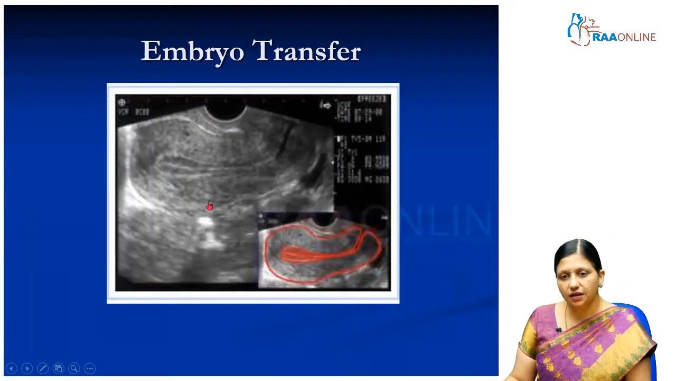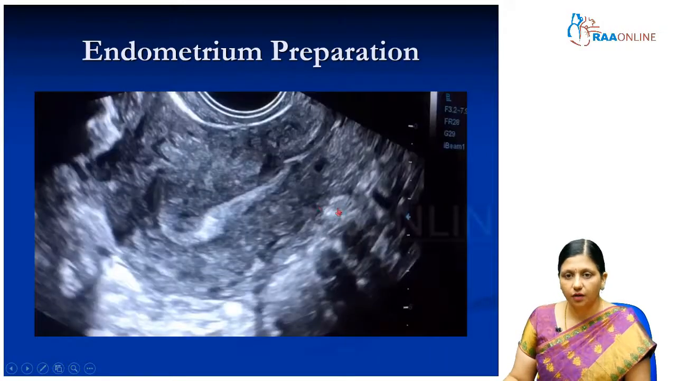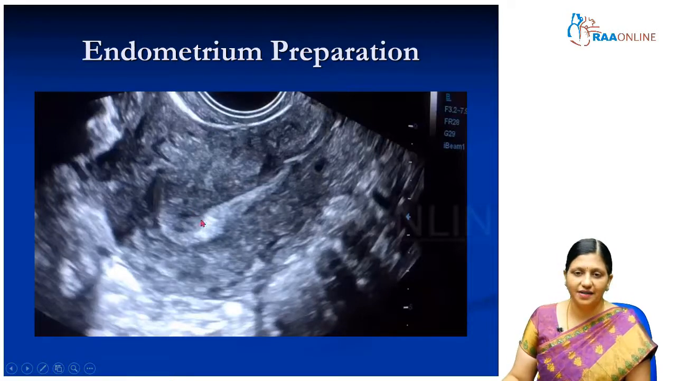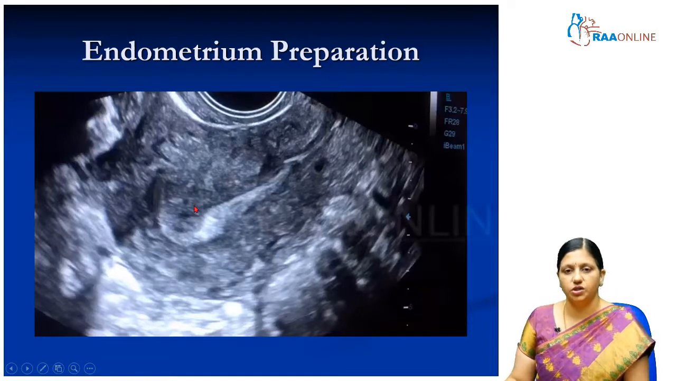Yeah, now this is a picture of a transvaginal ultrasound which is showing the uterus. This is the uterine fundus. This is the 5-layer pattern of the endometrium. This is the cervix, and this is the endocervical canal, and this is the internal os, and this is the external os. Now this is an endometrial preparation which has been done, and one catheter is used to replace the embryo 1 centimeter below the fundus of the uterus. So that is also called the place for maximum implantation potential.